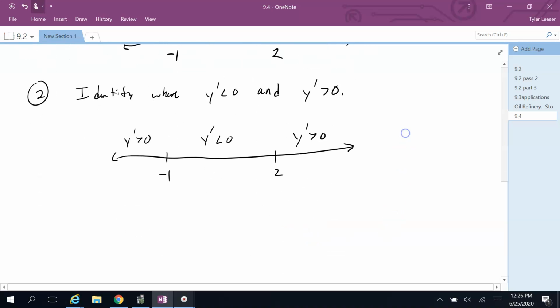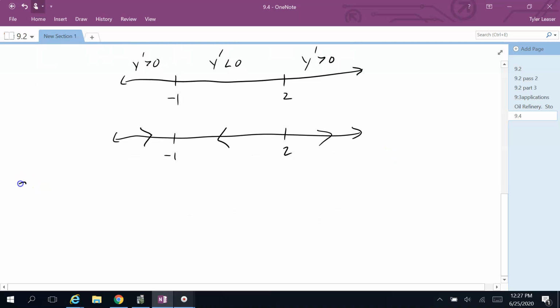There is another way to rewrite this if you don't like writing it with the values up top, and that's by writing arrows. Here, because my derivative is greater than 0, that means my function is increasing, so it's going to be going up to the right here. In between, it's decreasing. Above 2, it's increasing again, so it's going up to the right.